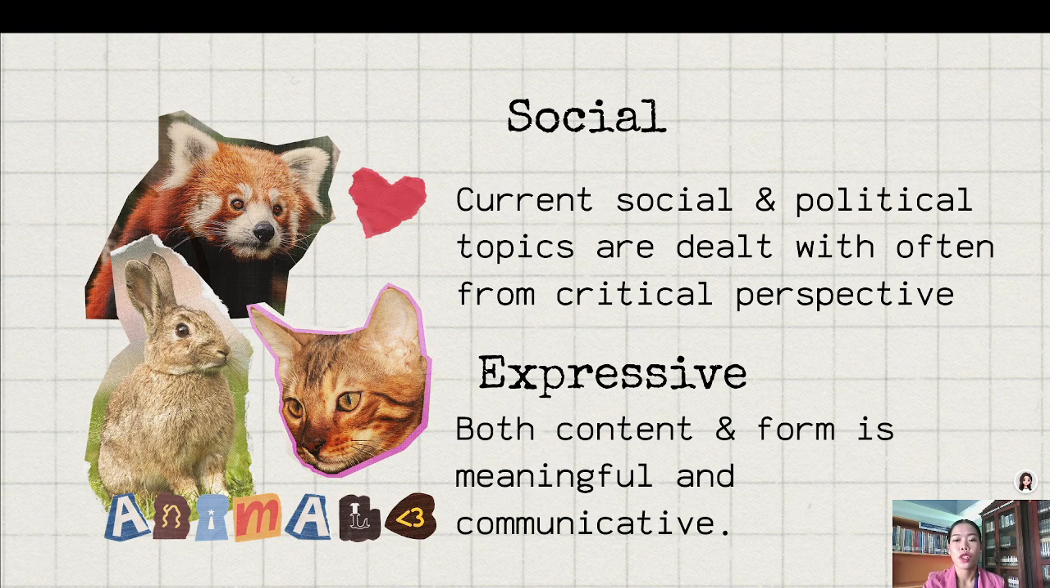So next is social. So social, currently social and political topics are dealt with, often from a critical perspective. So social practice art is a contemporary art movement that uses art to make positive social change. Social practice art projects can include community centers, gallery exhibitions, and other performances. So are you familiar with the gallery exhibition, right? Where they will exhibit their different types of artwork.